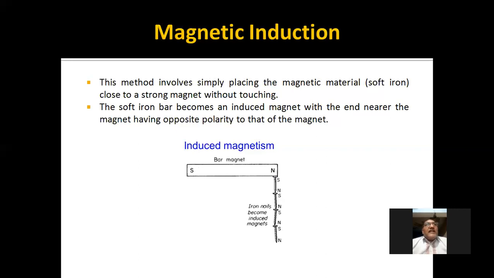This method involves simply placing the magnetic material, soft iron, close to a strong magnet without touching. Here we have shown touching, but even without touching, when this is just near the north or the south pole, the poles will be induced in the iron nail. So it's very simple. It's an example of induced magnetism. I hope that you have understood.